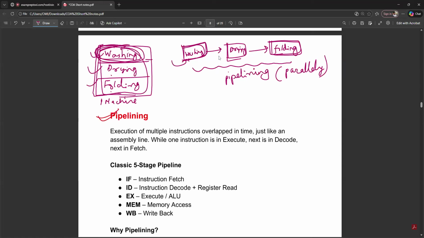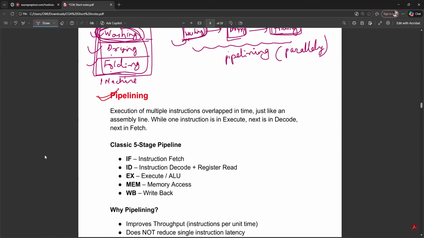But if you separate out each task, then if the washing machine is free, you can utilize it while other clothes are in drying and folding. So this is pipelining.